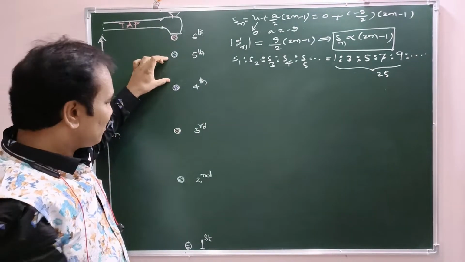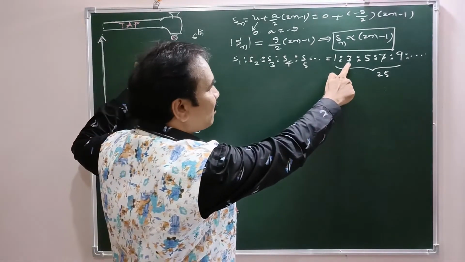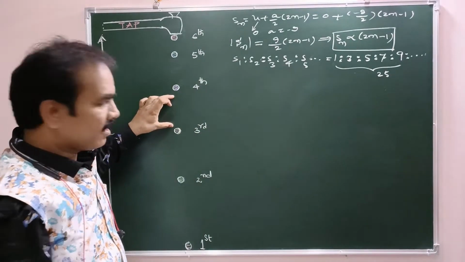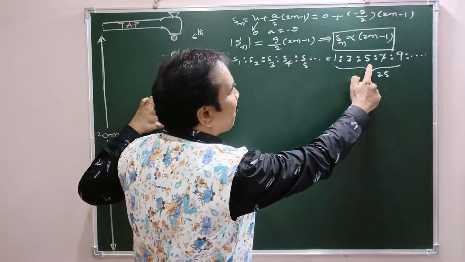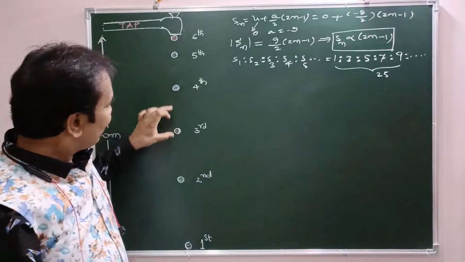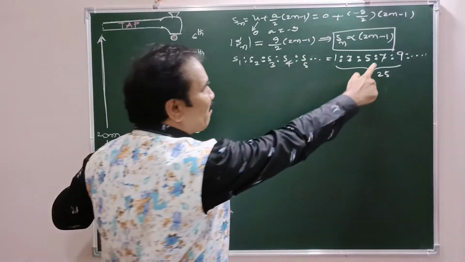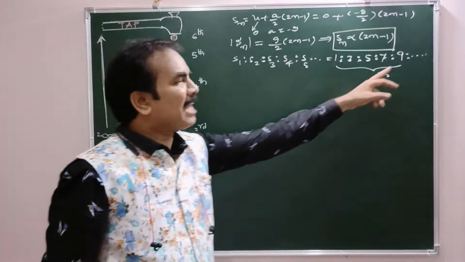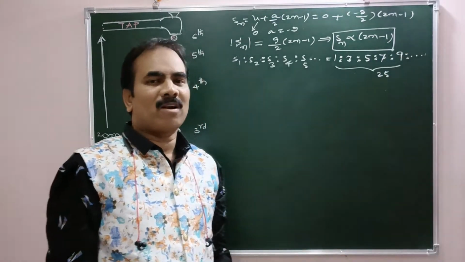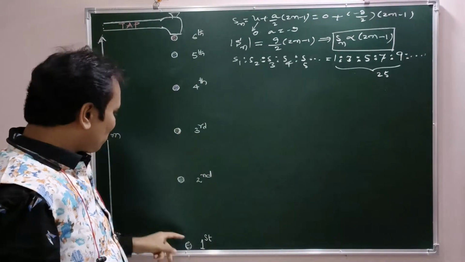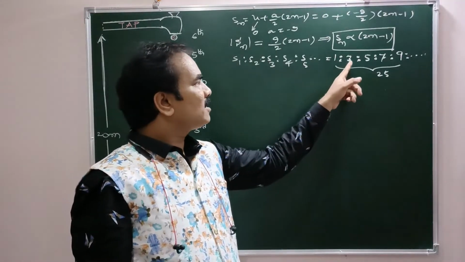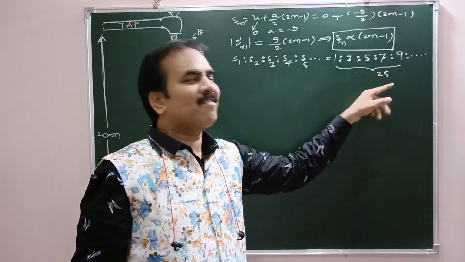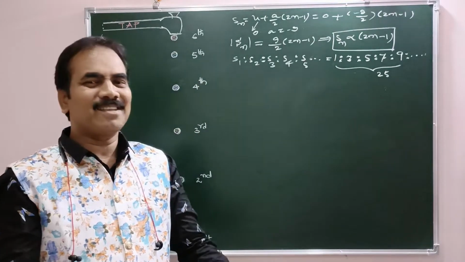In the next t seconds, the same drop covers 3 parts out of 25. In the next t seconds, it covers 5 parts. In the next t seconds, 7 parts. In the last t seconds, the same drop covers 9 parts out of the total 25 parts. So in its entire motion, the first drop covers 1 plus 3 plus 5 plus 7 plus 9, that is 25 parts out of 25 parts.